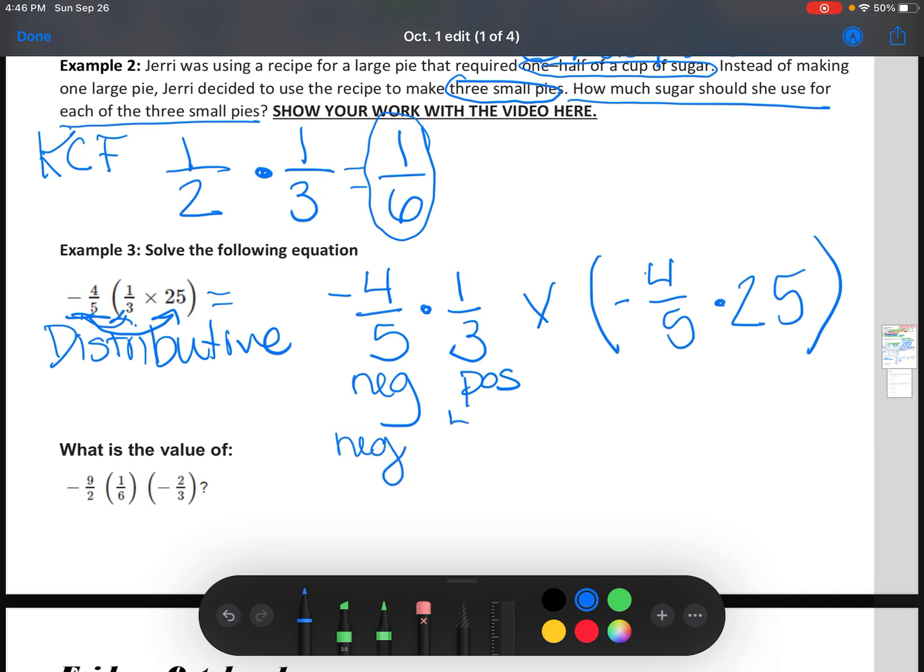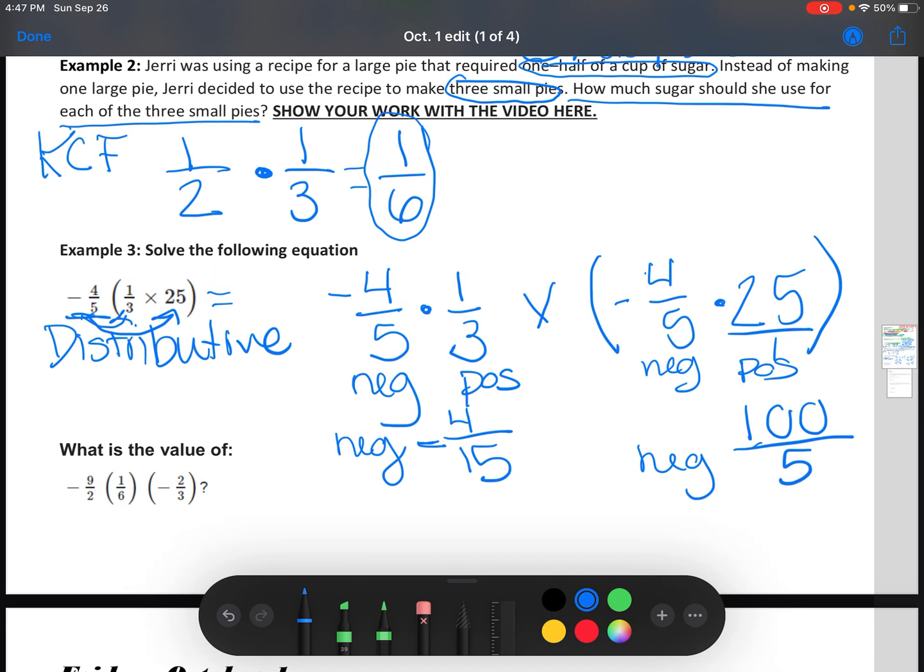So 4 times 1 is 4. 5 times 3 is 15. I'm going to put that 25 over 1. Negative, times a positive, again, is a negative. Forgot to put my negative sign. I wrote the word, but didn't write my sign. I have 4 times 25, which is 100. And 5 times 1 is 5.